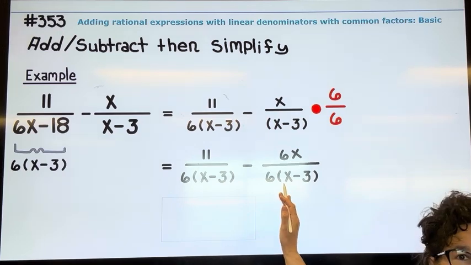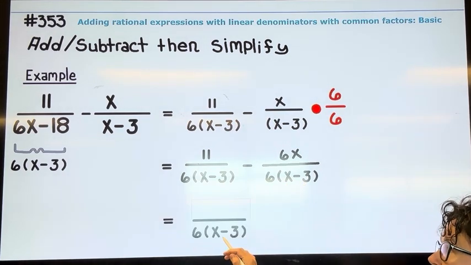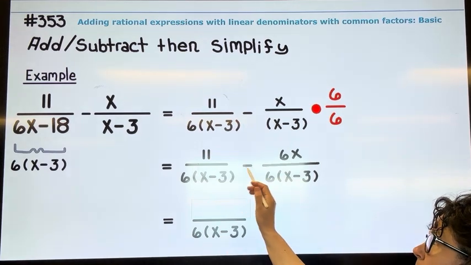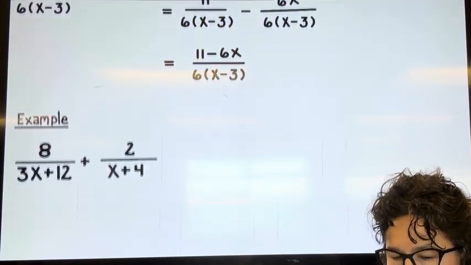Now that they have a common denominator, you can combine them over the common denominator. So we have 11 minus 6x. Okay, so let's look at two more here.